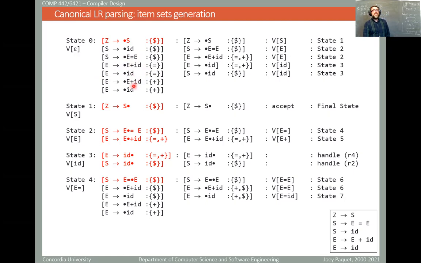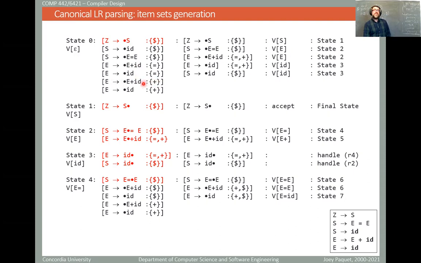Then I can also be parsing this E here. So if I parse this E, what can this E be? It can be E plus ID again. But in this case, what follows this E is not equal, it's actually plus. So here I have added another new item that is actually the same item as this one, except that it has a different look ahead set.